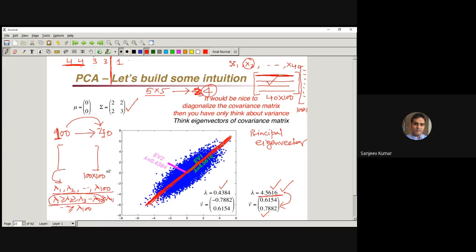It is a symmetric matrix, and a symmetric matrix always has an orthogonal diagonalization, meaning you can always write a symmetric matrix A as P D P transpose, where D is the diagonal matrix having the eigenvalues and P is an orthogonal matrix.